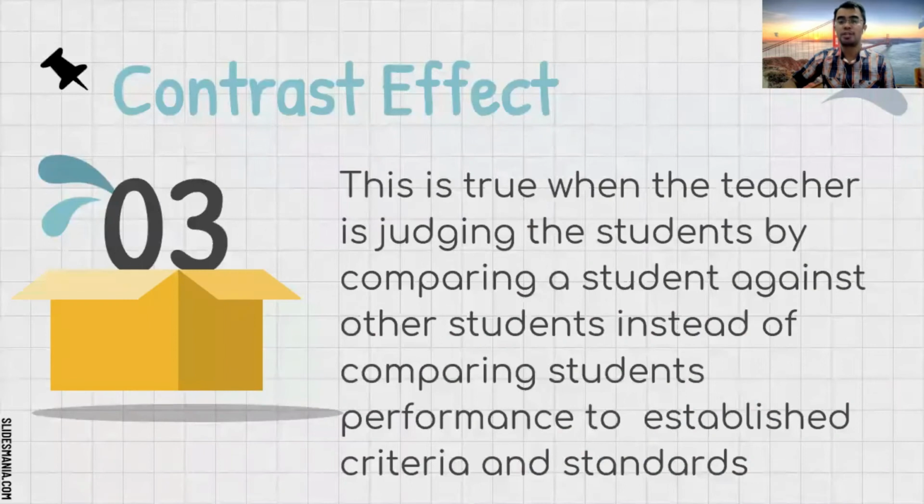Number 3, contrast effect. This is true when the teacher is judging the students by comparing a student against other students instead of comparing the student's performance to established criteria and standards. Here, the teachers are comparing learners like in a competition, where the best performer will get the highest score, even if the performance of the learner does not deserve the highest score.